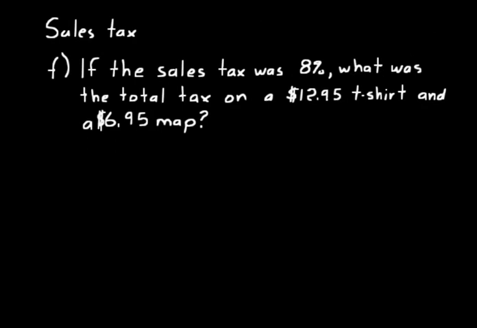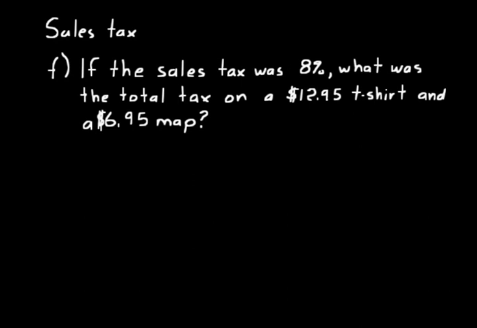Look at F. If the sales tax was 8%, what was the total tax on a $12.95 t-shirt and a $6.95 map? Now when you're working with sales tax, you're usually dealing with a percentage. To figure out a tax amount on a certain value, multiply by the decimal form of that percent. So 8/100ths or 0.08 times that dollar value will give you the total tax.